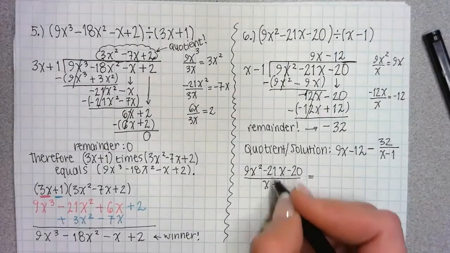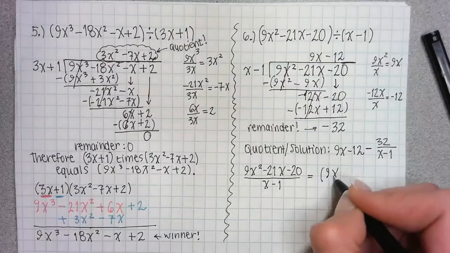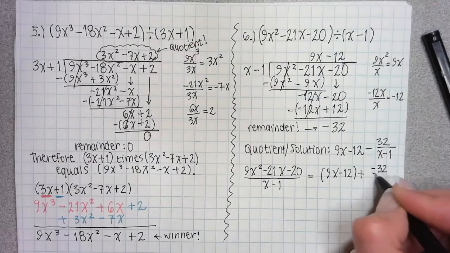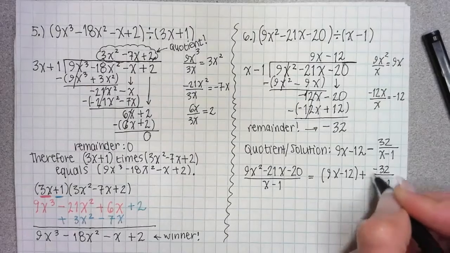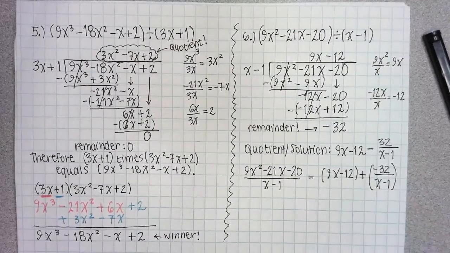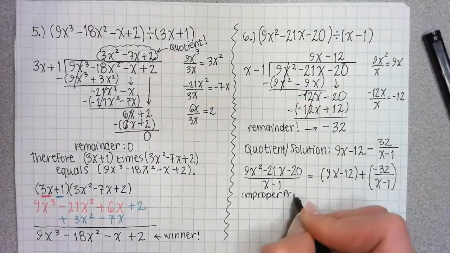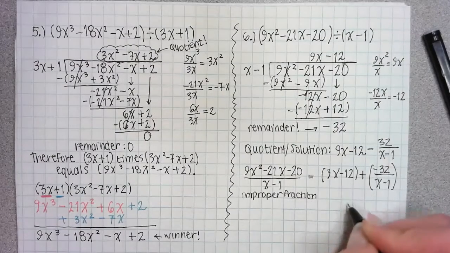They're equivalent. An improper fraction and 9x minus 12, I'm just going to write it, and negative 32 over x minus 1, this is the mixed number, okay? So improper fraction and mixed number.